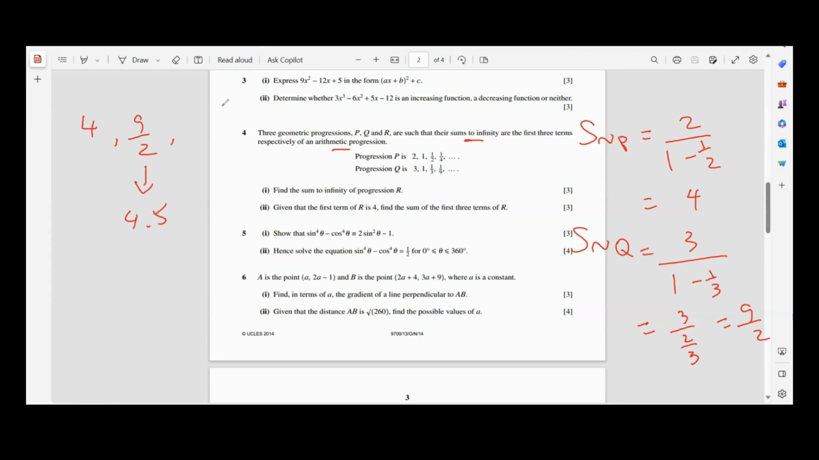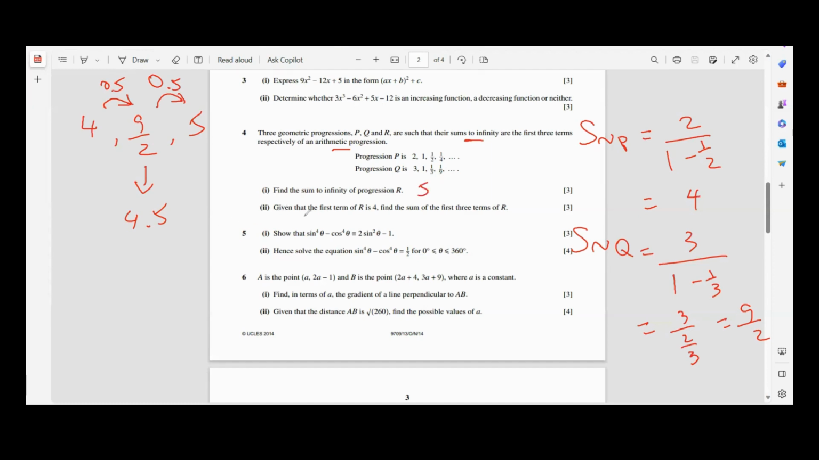So if it is arithmetic, the difference from 4 to 4.5 is plus 0.5. So the next one should be 5, because if we add 0.5, we shall get 5. So the answer for I is 5.